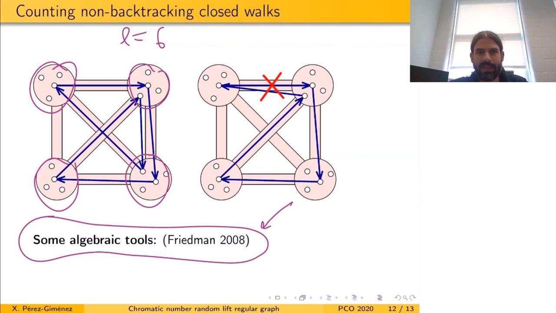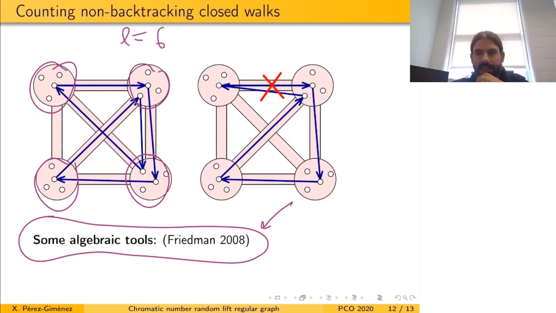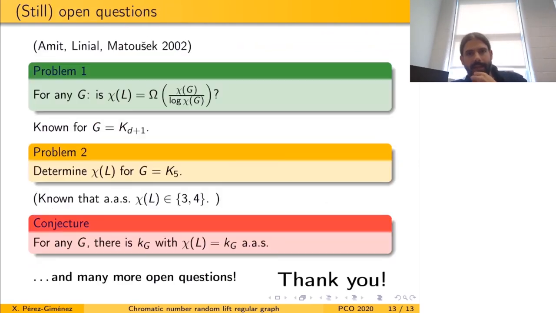So there's a nice relation between the eigenvalues of the transition matrix of a random walk on a graph and the corresponding non-backtracking one. So we use all that in some sense to count these expectations, the expected number of cycles of different lengths in our random lift. And I think this is it.